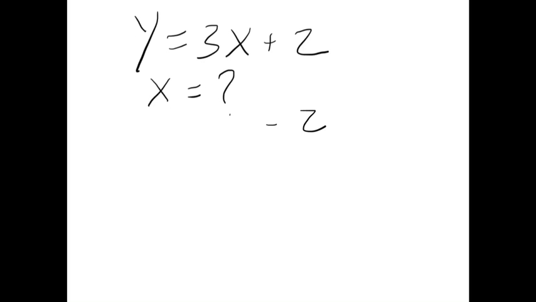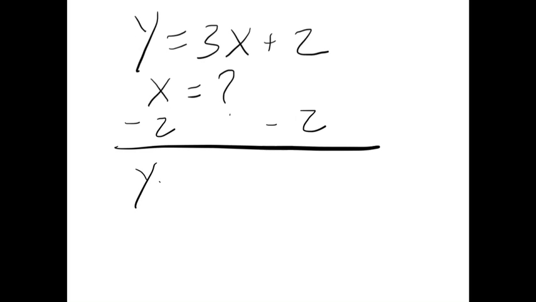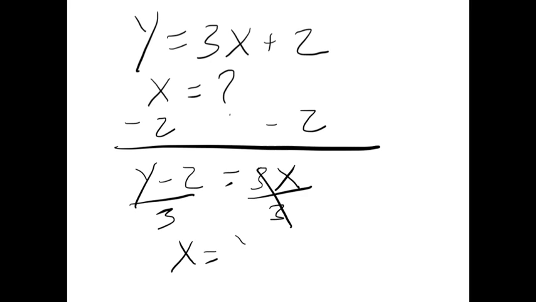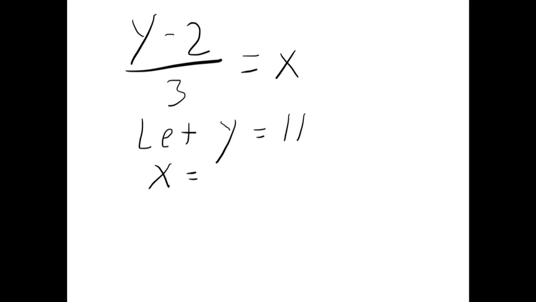Again, we're going to subtract 2 from both sides. And this time we have y minus 2 equals 3x. We don't at this point know what the value of y is. In fact, it can be anything. But we'll still do the same steps, which means we divide both sides by 3. And now we've got a new equation: x equals y minus 2 all over 3. But it's not really a new equation. It's the same equation, just rewritten to be solved for x.